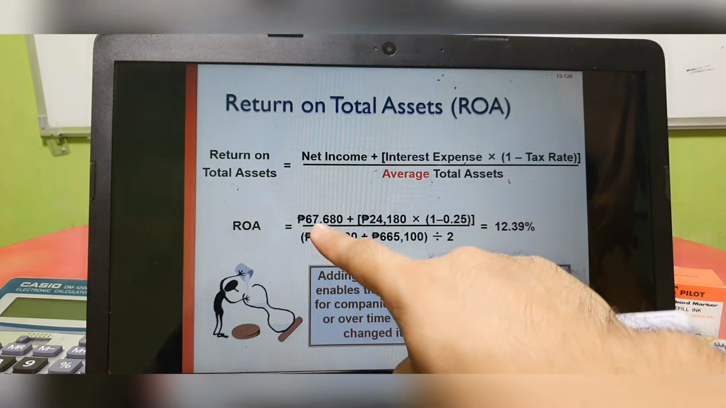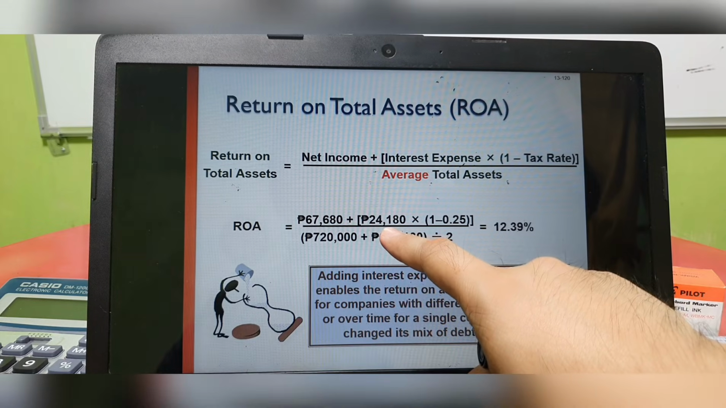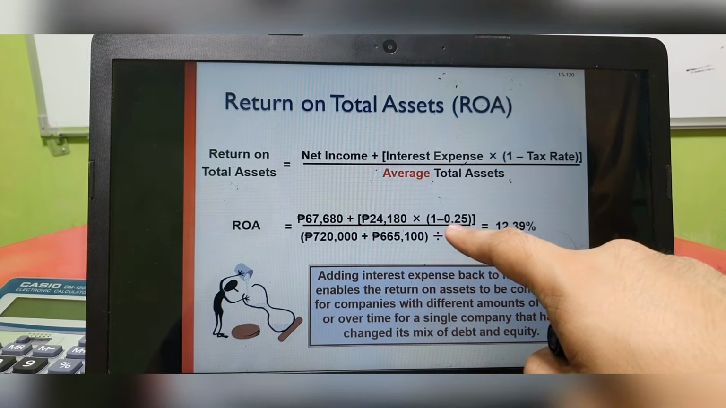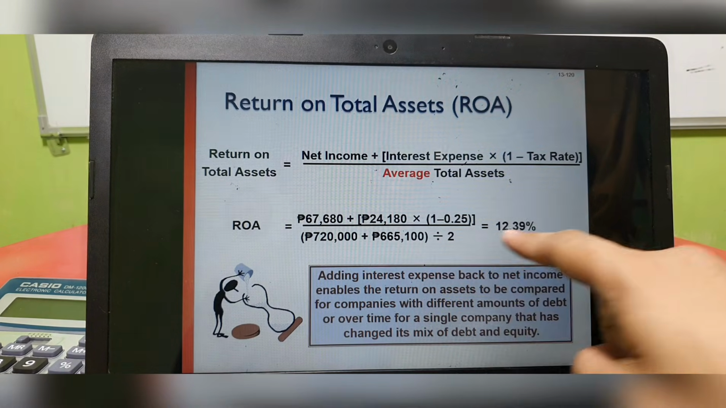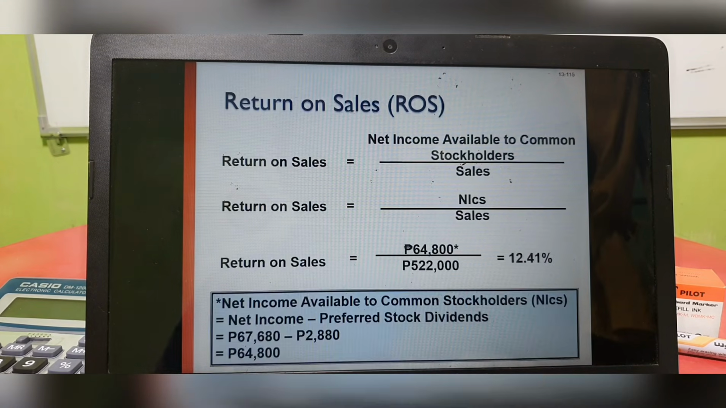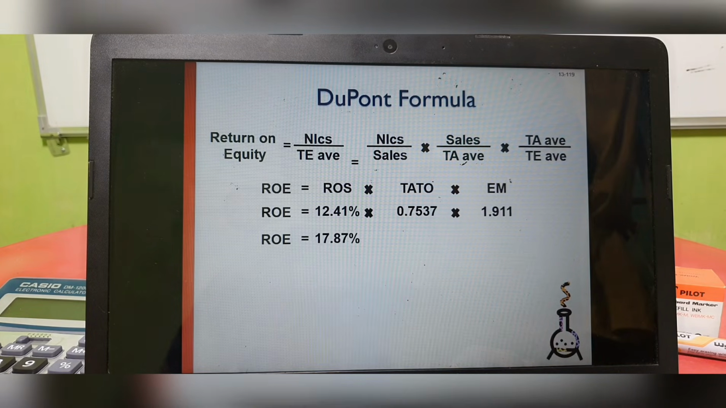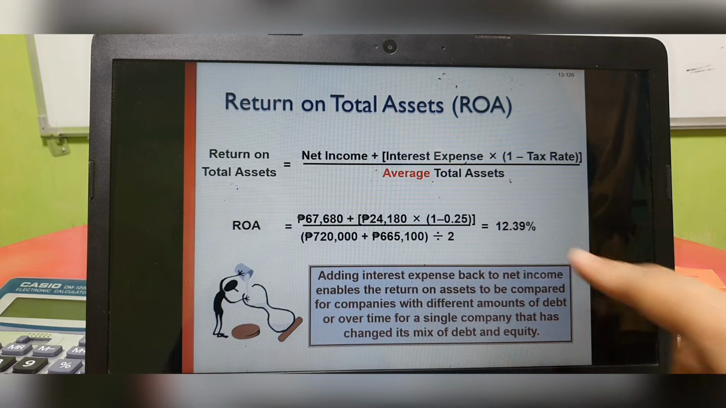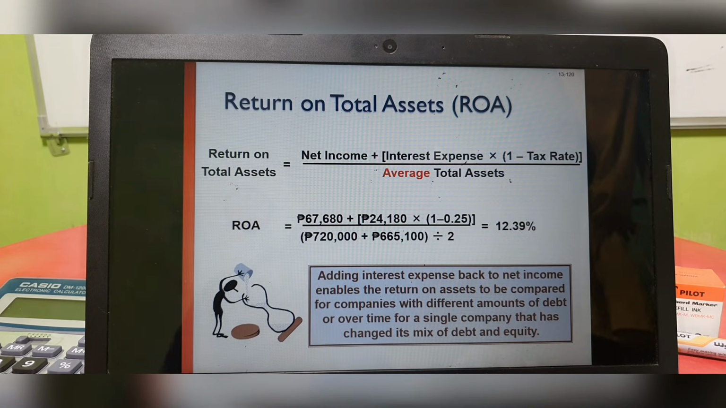Okay? Kaya ito yung net income, 67,680, not the 64,800, plus the interest expense for 2019 times 1 minus 0.25. Kasi if you will notice, the tax rate is 25% in our problem. Average total assets, so that will give us 12.39%. Ang ROA natin kanina, if you remember, ang ROA ay 9.36%. So this one is a bit higher than the ROA that we computed a while ago.